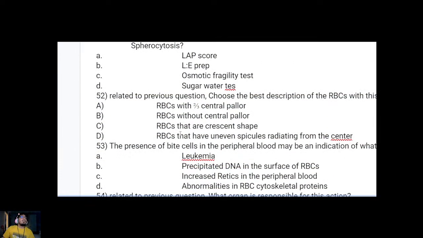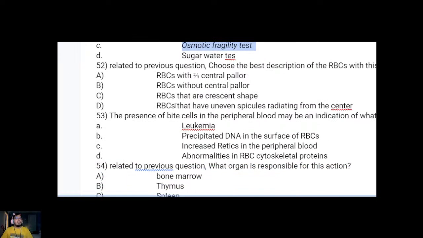Okay. Next, which of the following traditional tests is used for the diagnosis of hereditary spherocytosis? I think a lot of people were able to answer osmotic fragility test. 51, yes. Very good. So there's no need for me to explain that. You guys already know. Next, based on the following question, choose the best description for RBCs with this kind of disorder.